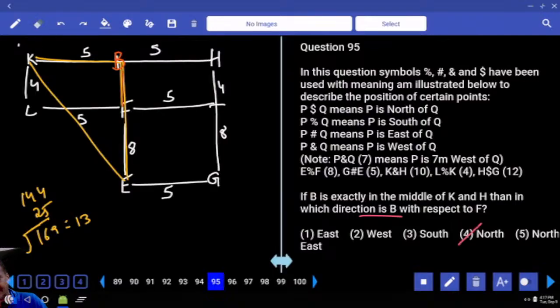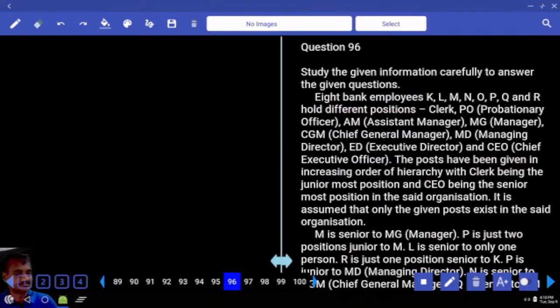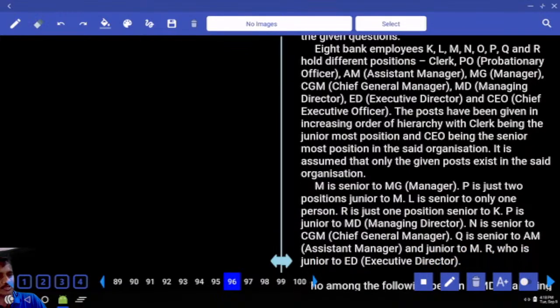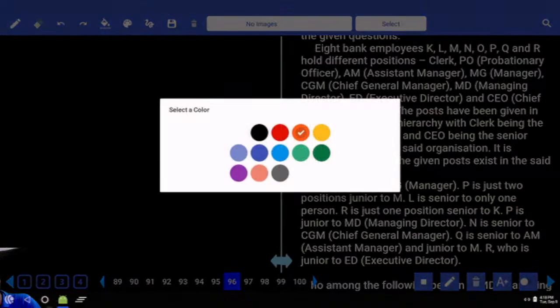North choice 4, 95. Then 96 to 100. 96 to 100, first or the second priority? Now hierarchy, first priority. Now 8 bank employees were there. Starting from clerk, PO and so on, CEO is the senior most and clerk being the junior most. Then starting with whom? CEO.